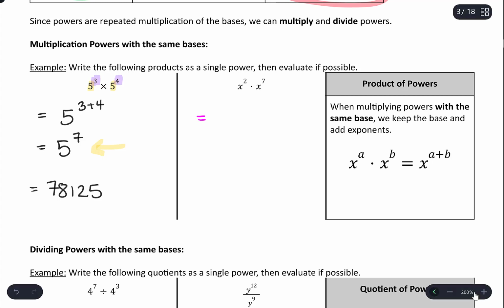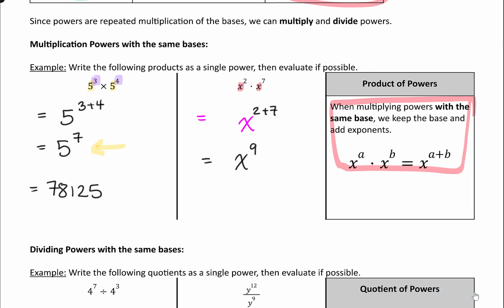So we can say that keep the base the same. Here I notice that my base is x, so I'm going to keep the base as x and I can add my exponents. So 2 plus 7. If I go x to the exponent 2 plus 7, that's simply 9. And you can see here on the right hand side, that is exactly what we summarized this rule as.